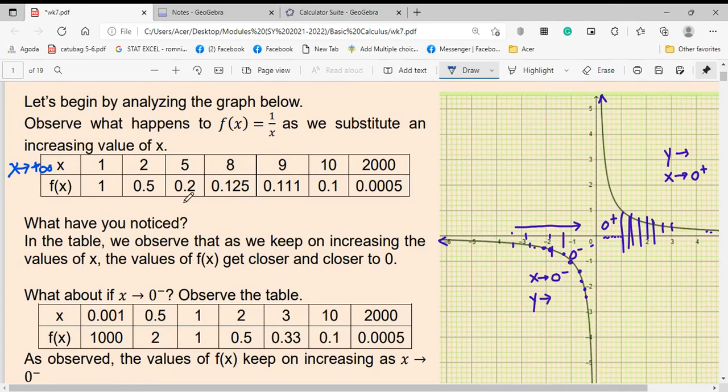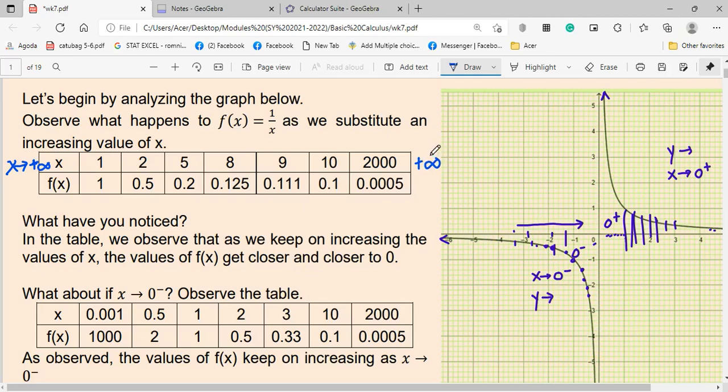I'll direct you na. So, ano daw ang ginagawa ng f of x habang ang x ay patuloy lang sa pag-increase? You see there? This one, from 1 becomes 2, then this is 5, 8, 9, 10, 200. What if gawin mo yan 1 million? So that y will become 1 over 1 million. And what happens? Sabi niya. Okay, so ano napansin mo?